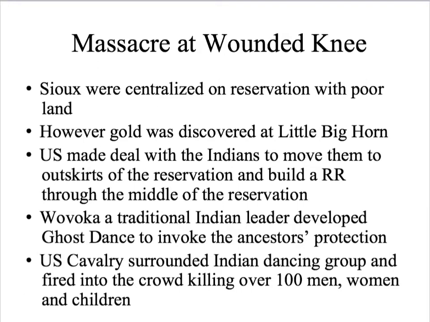Wovoka, a traditional Indian leader inside of the reservation, developed something called the ghost dance to invoke the ancestors' protection. When the Indians started to do the ghost dance, the American government became fearful this might lead to an insurrection. So the U.S. cavalry surrounded this Indian dancing group. Eventually, they fired into the crowd, killing over 100 men, women, and children.